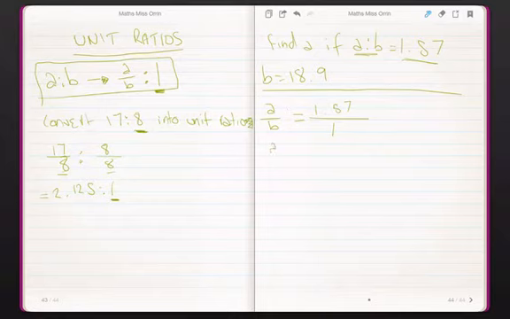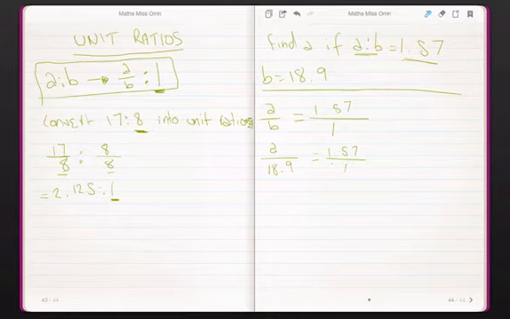Now we know what B is, so let's put that in. If you want to skip the first step, you can, and go straight to this step. So instead of B, we're going to write 18.9, and 1.57 over 1. Now we only have one unknown, and that makes it okay for us to solve.